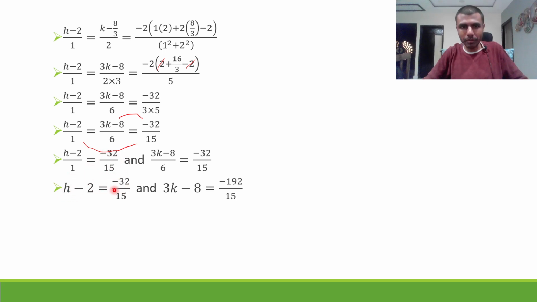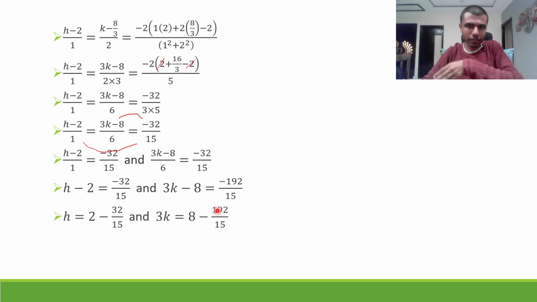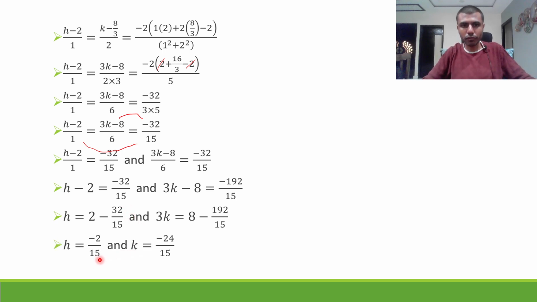So h minus 2 will be minus 32/15 and 3k minus 8 is minus 192/15. And h will be 2 minus 32/15, 3k will be 8 minus 192/15. Now if you take LCM, 15 2s are 30, 30 minus 32 is minus 2/15. 15 8s are 120, 120 minus 192.